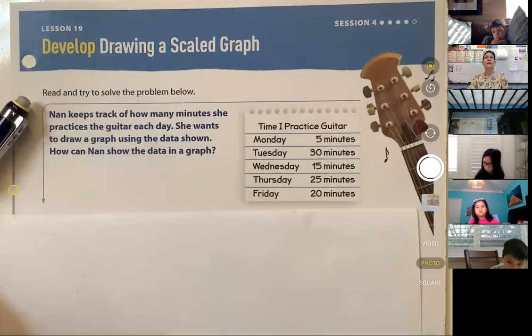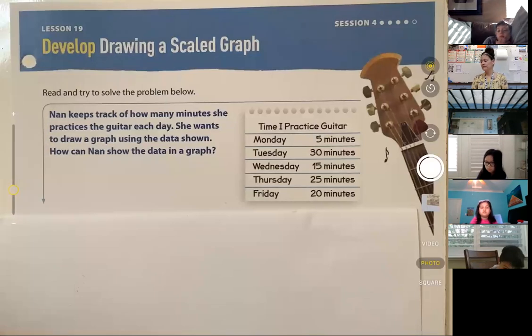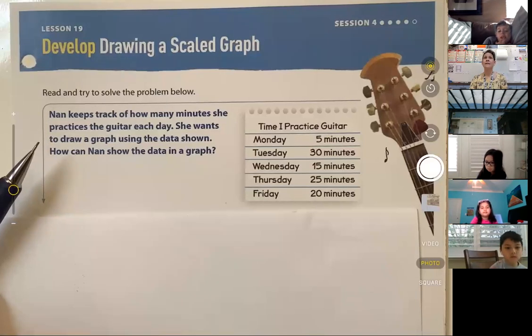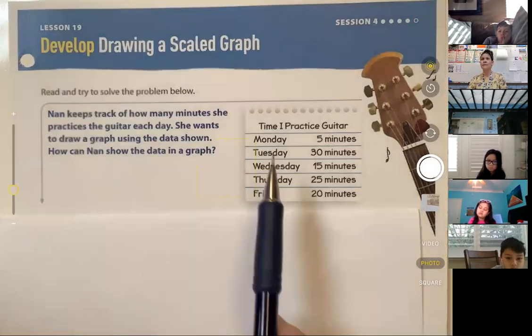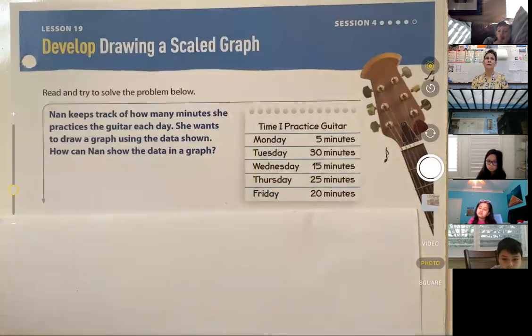And so let's go ahead and read together. Here we go. Nan keeps track of how many minutes she practices the guitar each day. She wants to draw a graph using the data shown. Here is her data. How can Nan show the data in a graph?